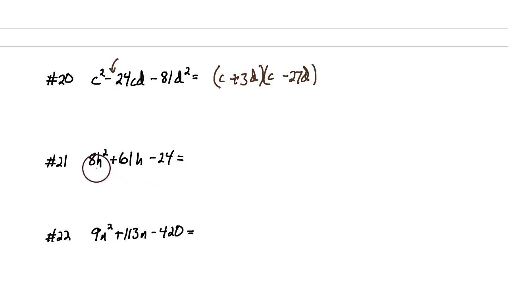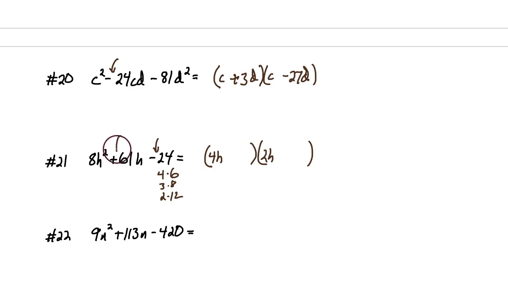Number 21. Here's another trinomial, and there's no GCF, so let's try using FOIL. What times what makes 8h squared? It might be 4h times 2h. Now if we can't make this work, we'll erase it and try 8h times 1h. Now we need numbers that times to negative 24. One of them will be positive and one of them will be negative. And there's different ways to make 24. It could be a 4 times 6, 3 times 8, 2 times 12, or 1 times 24.